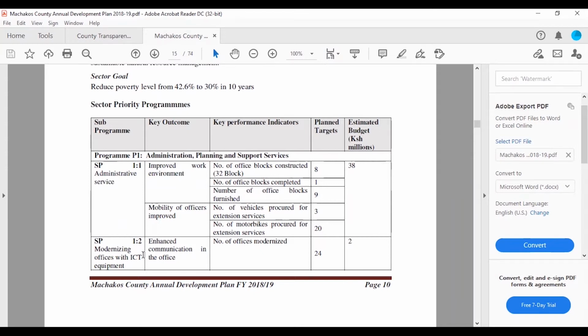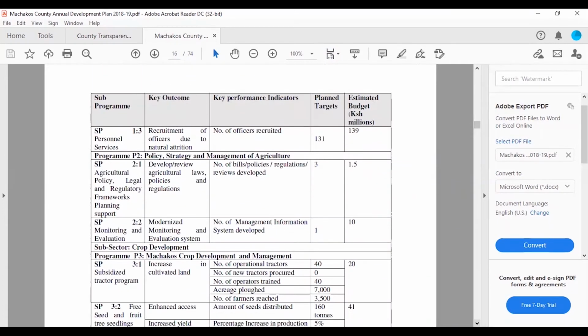And also with regard to modernizing offices with ICT equipment, they have allocated 2 million towards that. And the planned target is 24. Okay, so let's just go down.